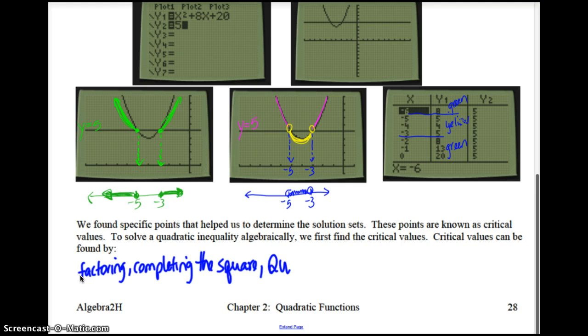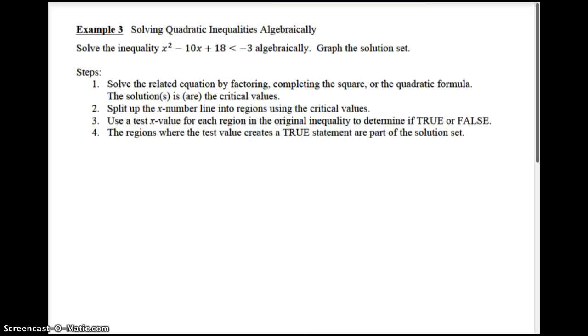Quadratic formula. I don't know if there's anything else. If there's anything else, you can write it down. Okay? So let's take a look then at the next page.